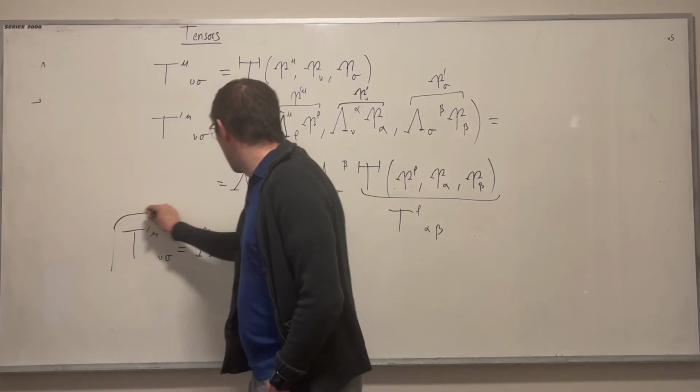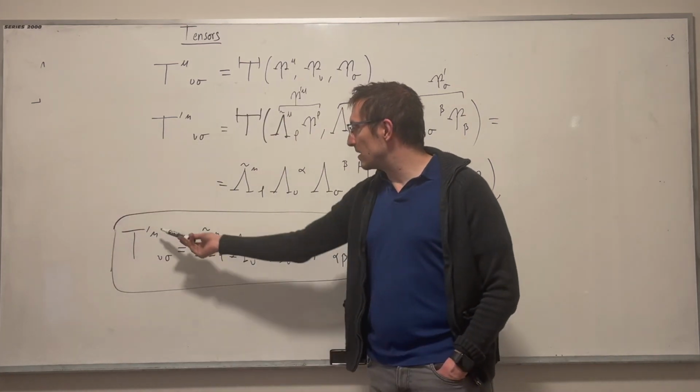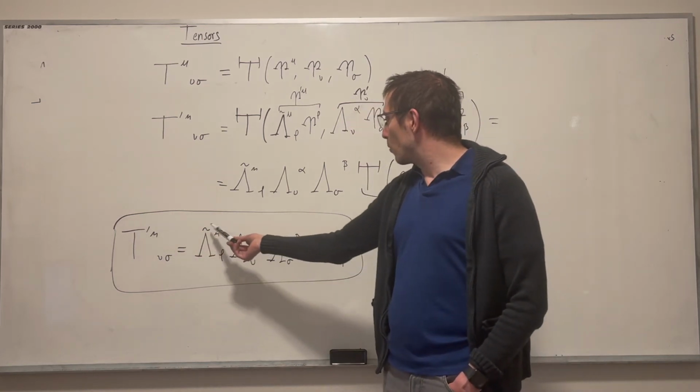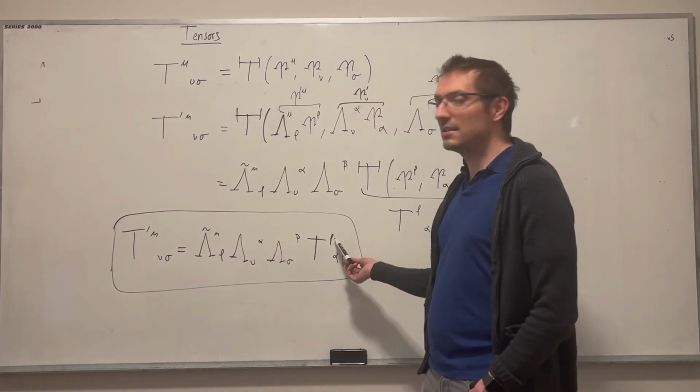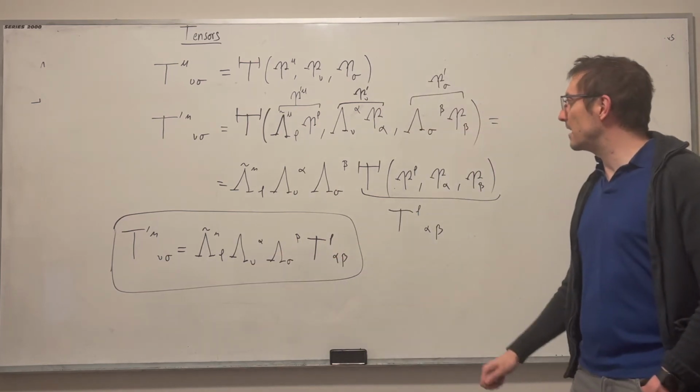And there you go. It's exactly as expected from our second video. For a tensor that is one time contravariant and twice covariant, the components change with one lambda tilde for the contravariant index, and then two lambdas for the two covariant indices. All right, very easy.